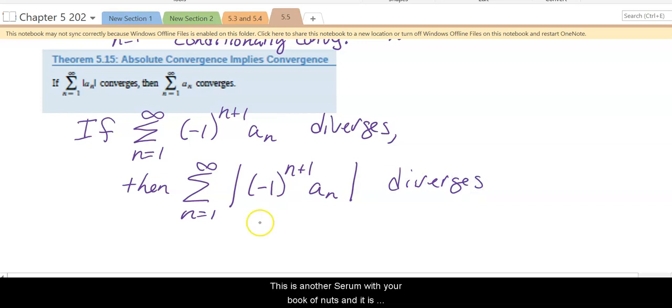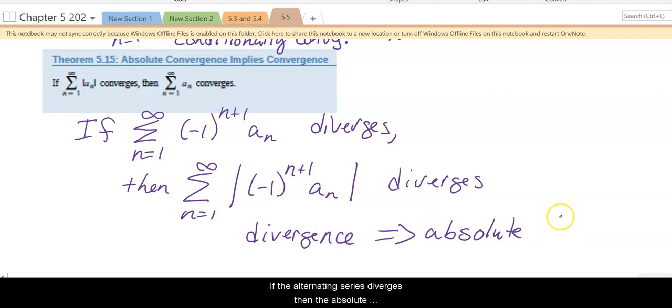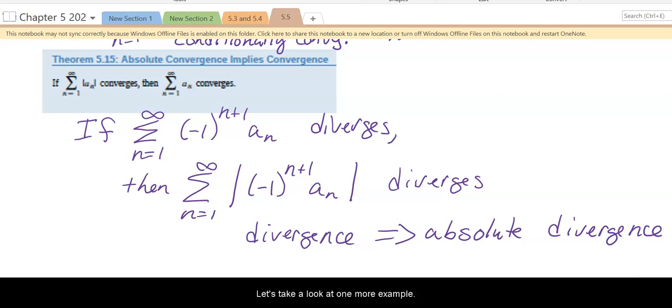This is another theorem which your book omits, and it is sometimes written in words like this: divergence of the alternating series implies absolute divergence. If the alternating series diverges, then the absolute value of it, which is larger, must also diverge by the comparison test. Let's take a look at one more example.